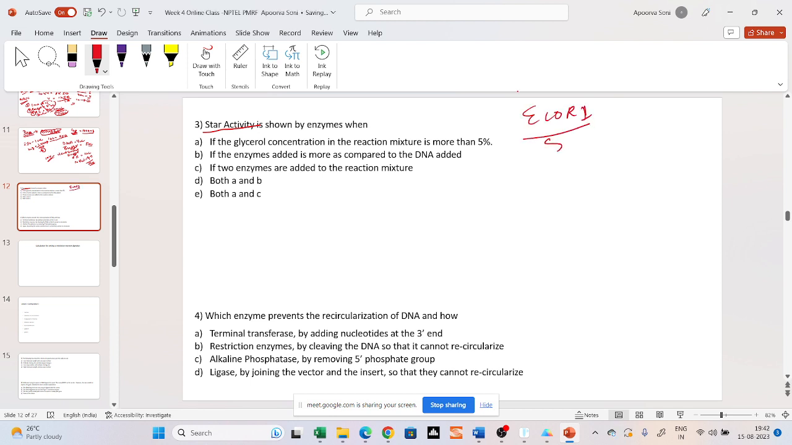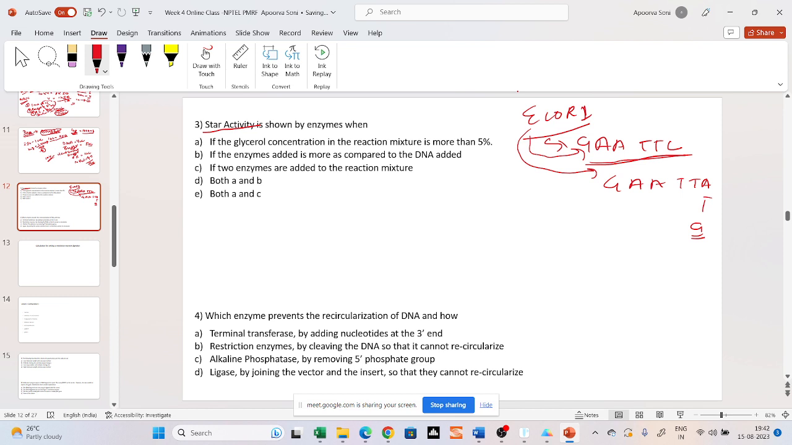EcoR1 has a specificity of GAATTC. Now, star activity is an activity which is shown by restriction enzymes. Sometimes because of certain conditions, this EcoR1 will not only recognize GAATTC, it can also recognize GAATTA or GAATTT or GAATTG. That means the non-specific activity shown by restriction enzymes is known as star activity. Apart from recognizing its own sequence, it will also recognize similar sequences.